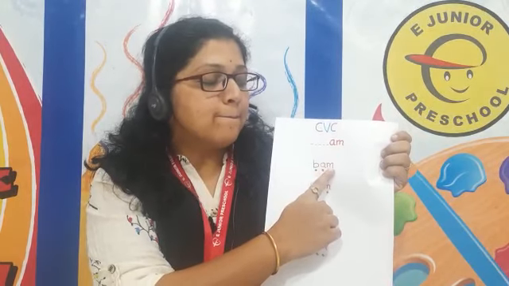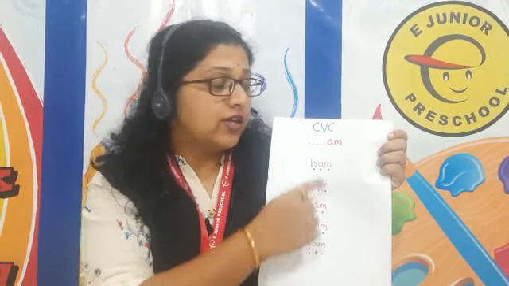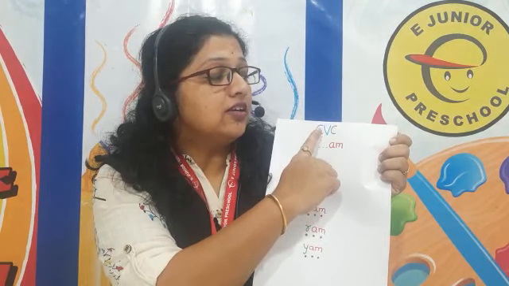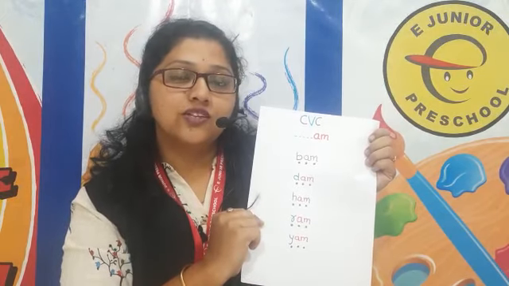Okay, and here are some different consonants. So these words have the CVC form, that is consonant vowel consonant form. And here each and every letter makes a different sound, correct? So just go through these words.